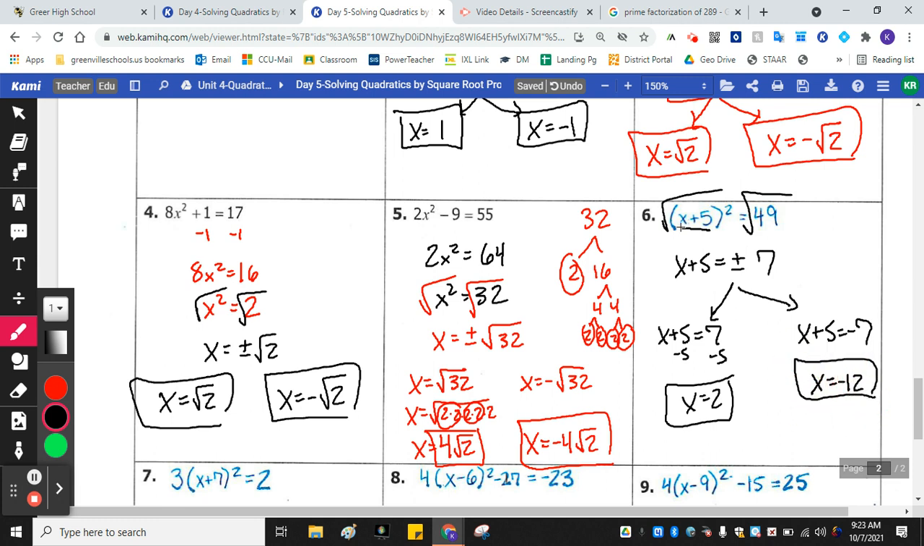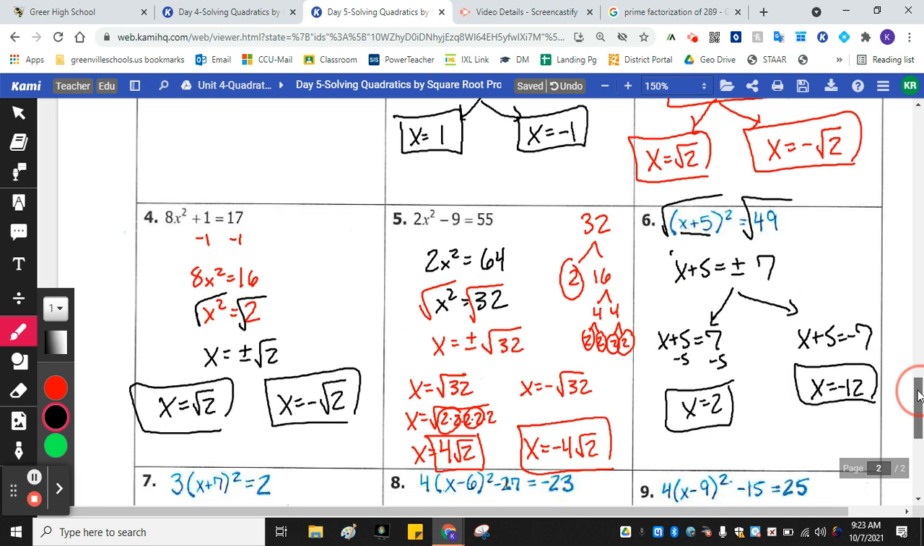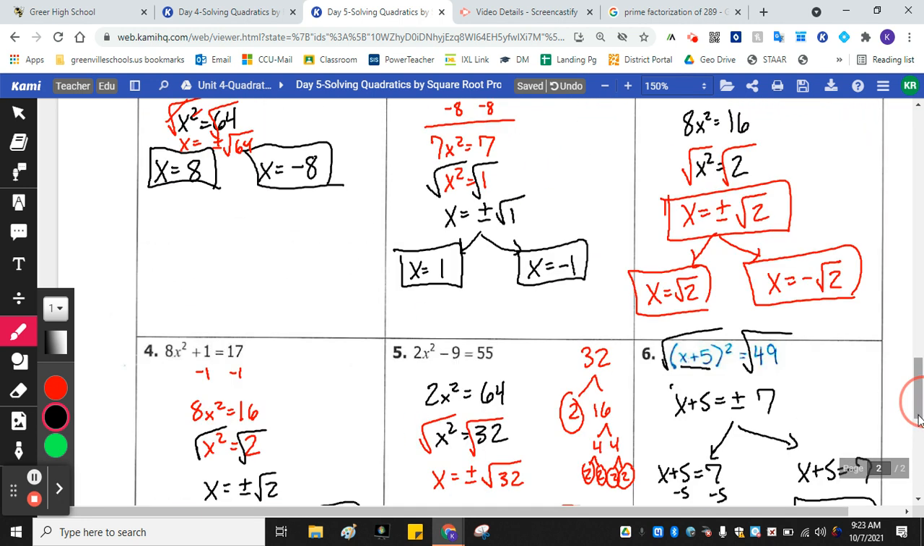It's not bad to check it. 2 plus 5 is 7. Squared is 49. Negative 12 plus 5 is negative 7. Negative 7 times negative 7, or negative 7 squared, is positive 49. So those both work.